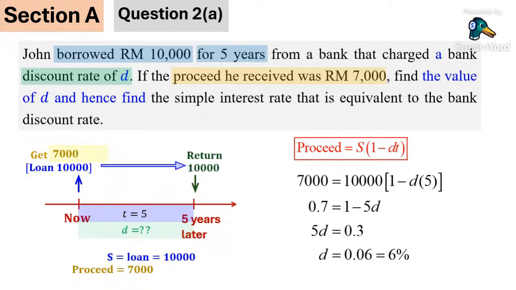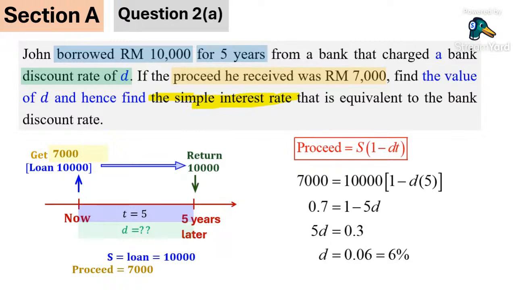But this is not the final answer required by the question, because if you see carefully, they ask for simple interest. They're asking for the simple interest rate, which is equivalent to this discount rate. So our work hasn't been done yet. We just got the D value.